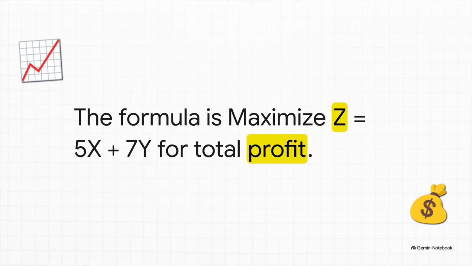So going back to our strawberry company data, remember that the contribution margins are 5 pesos for the small model, which is X, and 7 pesos for the large model, which is Y. Therefore, our objective function is simply maximize Z equals 5X plus 7Y. Here, Z represents our total profit. Every single unit of X we make adds 5 pesos to Z, and every unit of Y adds 7 pesos. It's clean, it's highly logical, and it's exactly what the examiners want to see.